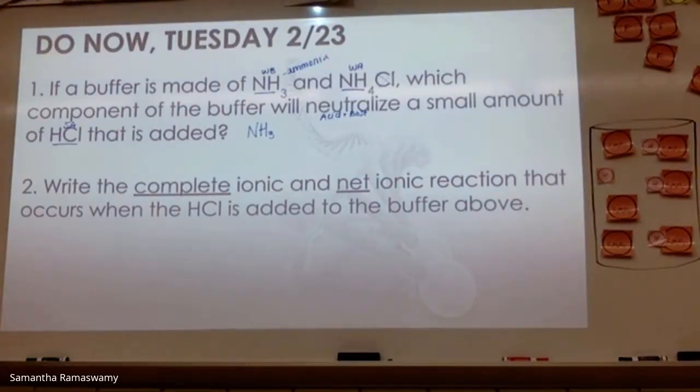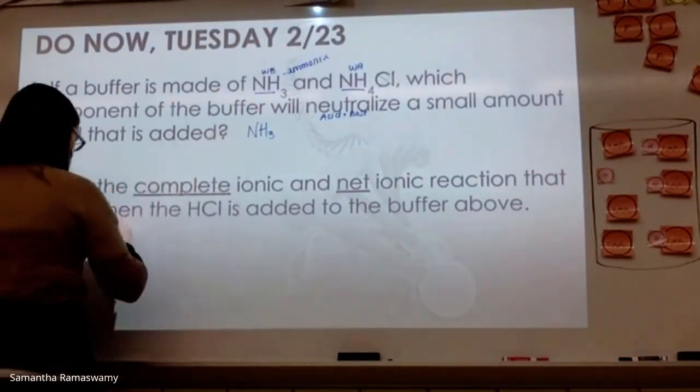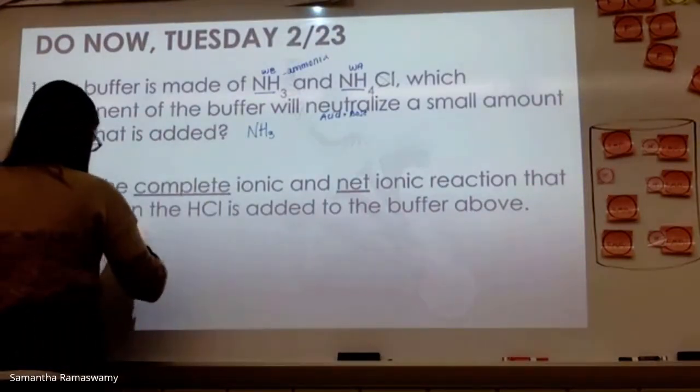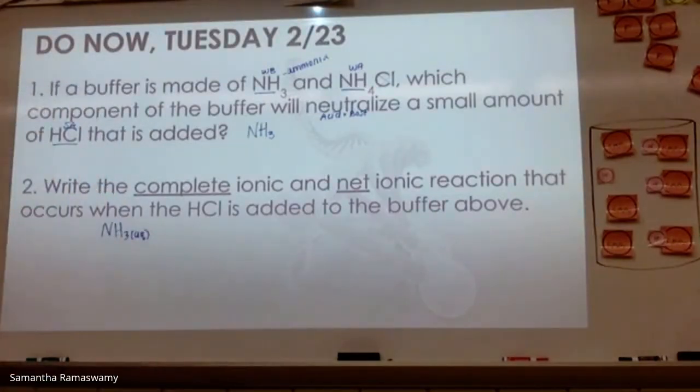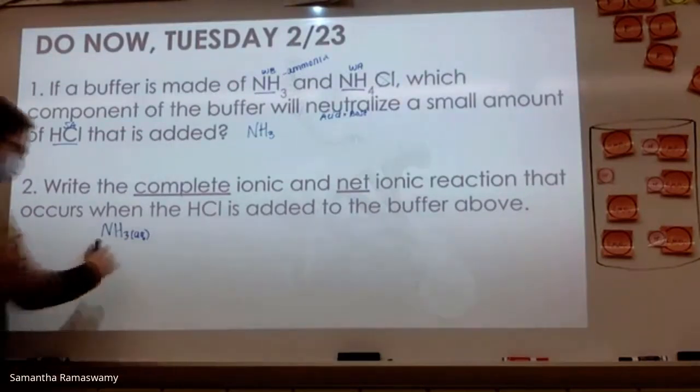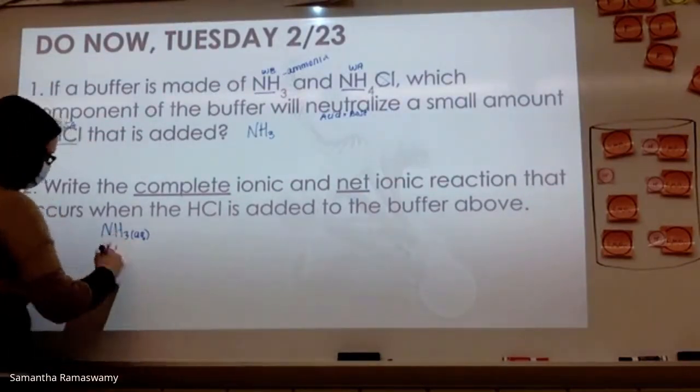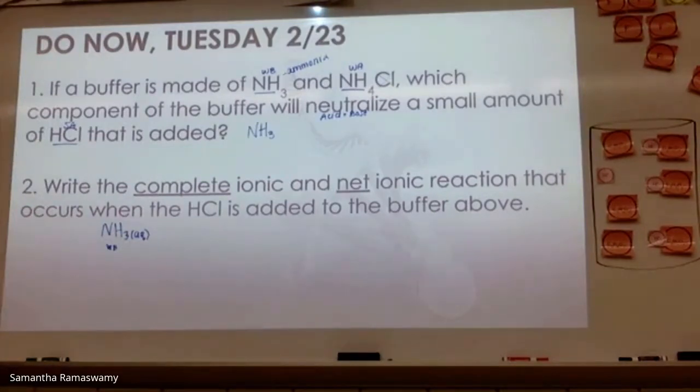And number two, write the complete ionic and net ionic reaction that occurs when HCl is added to the buffer above. So complete ionic means we show everything, all ions. Net ionic, we're going to cancel out spectators. So we already said that NH3 is going to react with the added HCl. NH3 is a weak base, so it stays together as a molecule. HCl is a strong acid.